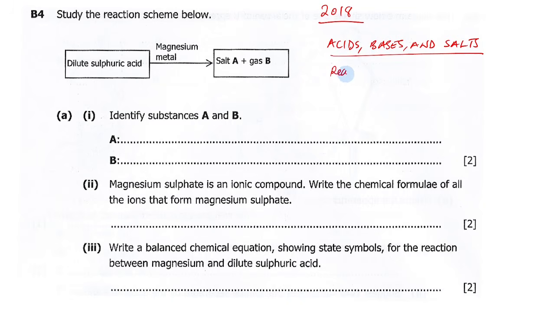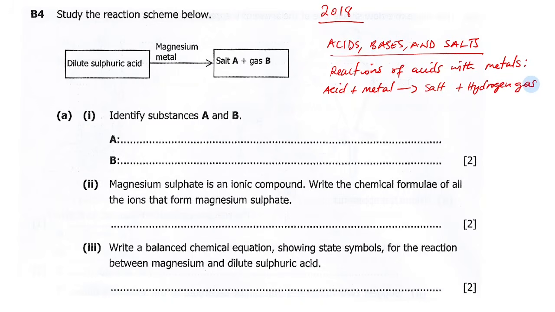What is the general formula when an acid reacts with a metal, especially a reactive metal? The general formula is: acid plus metal gives you a salt, the metal salt, plus hydrogen gas. Those are the products.